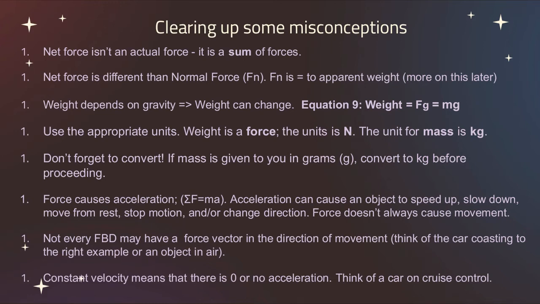If you ever need to find the weight, it's equation number 9, and weight is equal to Fg, which is equal to mass times the gravity of the planet. If the problem does not say what planet it is, we're always going to assume that it's on planet Earth, with the acceleration due to gravity being negative 9.8 meters per second squared.